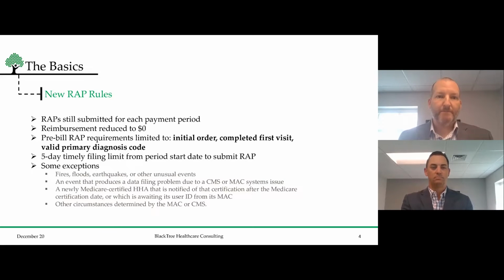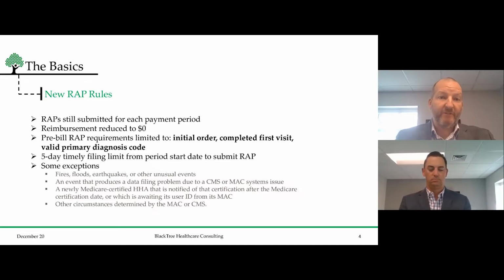starting on 1/1. And then the biggest piece here is the new timely filing restrictions. So in this new model, you now have 5 days to get that RAP submitted from the time that the period starts to the actual submission date. You have 5 days. There are some exceptions. You can see the exceptions listed there.